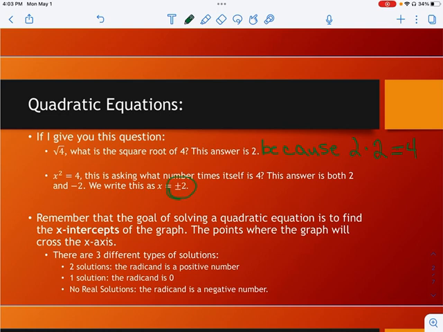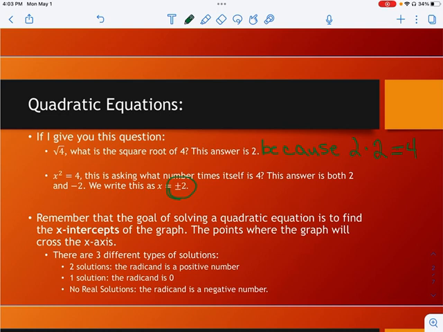So when we solve a quadratic equation, remember what we are finding are the x-intercepts of the graph. And when we have a quadratic equation, and we're going to use the square root method, remember that it is going to insert a plus or minus into that equation.